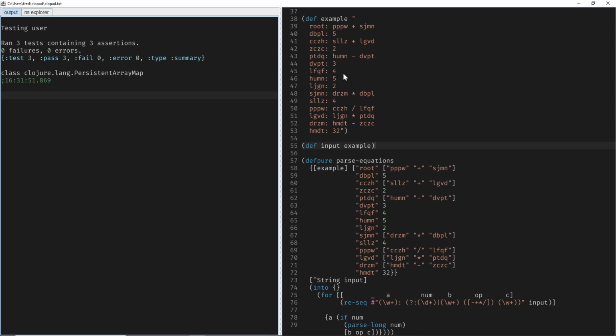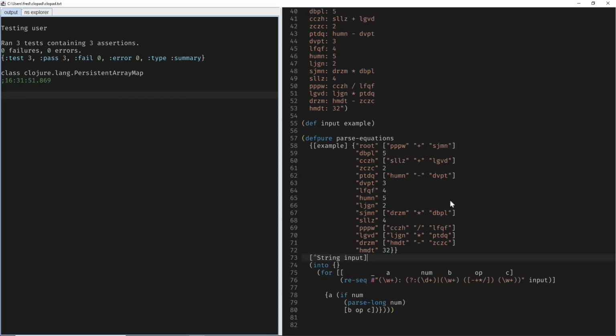Okay, so first of all, of course, we want to parse the string into a data structure. The idea is to put the left-hand side of the equation as a key in a map, and the right-hand side is then either a number or a more complicated calculation. Okay, so how do we actually do this?